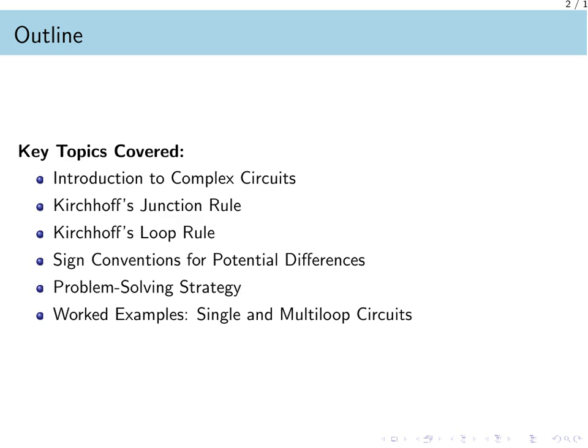To apply these rules accurately, we must establish specific sign conventions for potential differences across resistors and batteries. Finally, we will outline a formal problem-solving strategy and walk through worked examples for both single-loop and multi-loop circuits to see these rules in action.